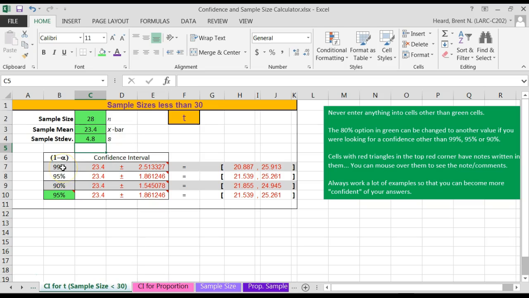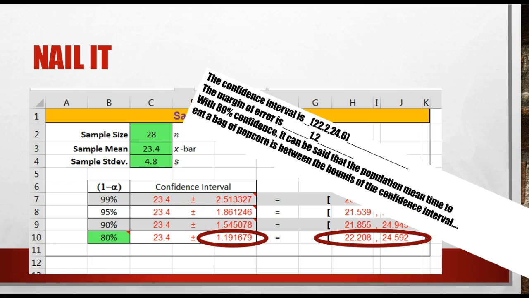But it says 99, 95, 90. Just put 80% right there where it's green. You can change that to 80%. Click the enter button. Bazinga! 22.208 to 24.592. I'm pretty sure that we nailed it. Of course we nailed it. Rounded to one decimal place, this would be 22.2 to 24.6.